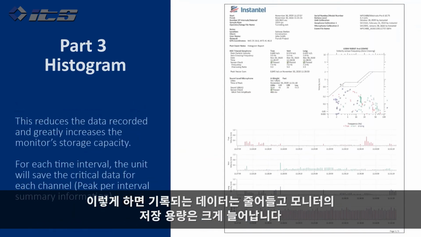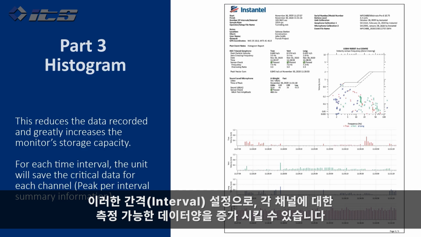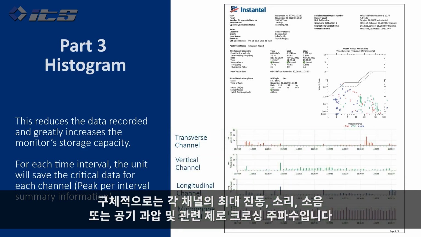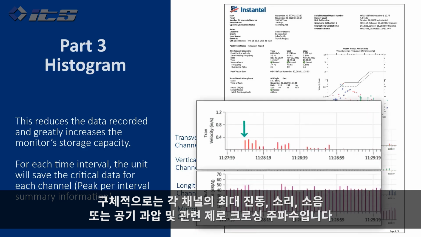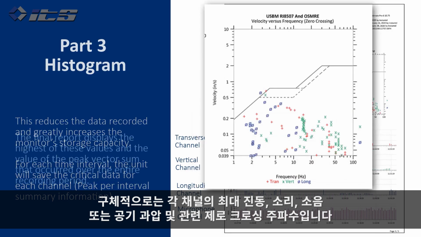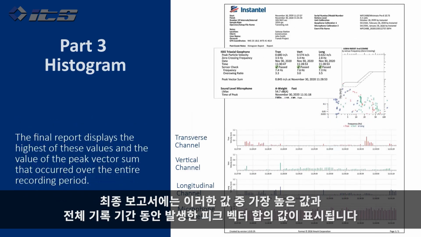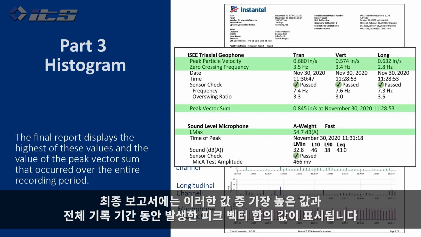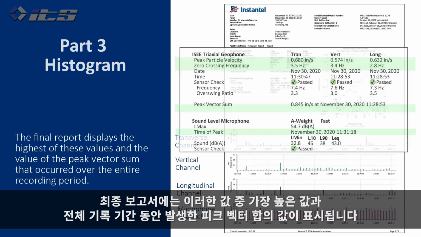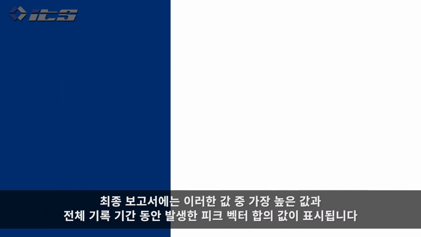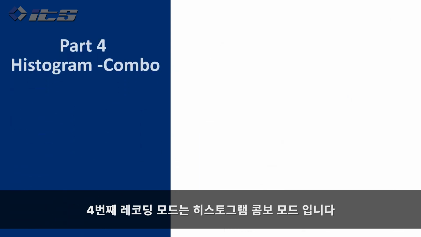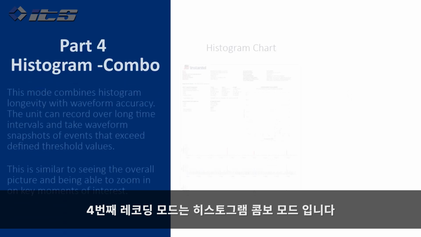This reduces the data recorded and greatly increases the monitor's storage capacity. For each time interval, the unit will save the critical data for each channel. Specifically, the peak vibration, sound, noise, or air overpressure, and associated zero crossing frequencies for each channel. The final report displays the highest of these values and the value of the peak vector sum that occurred over the entire recording period.